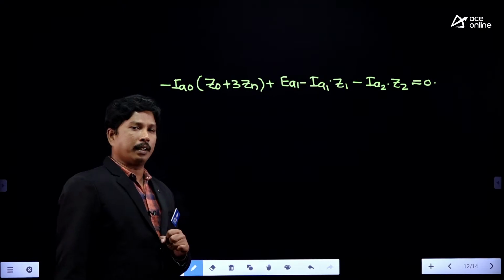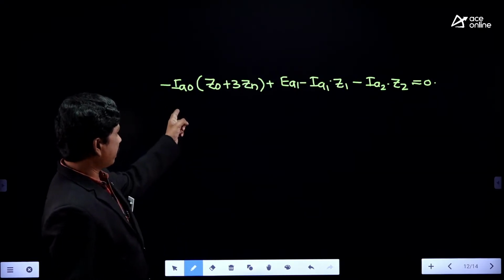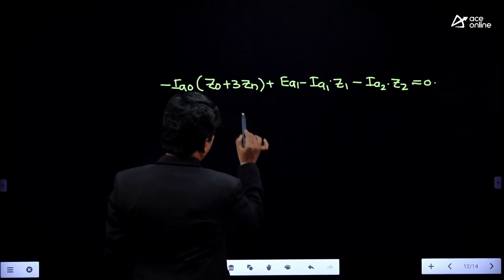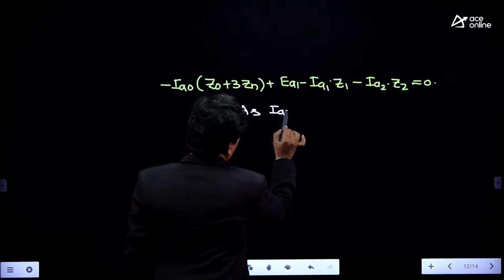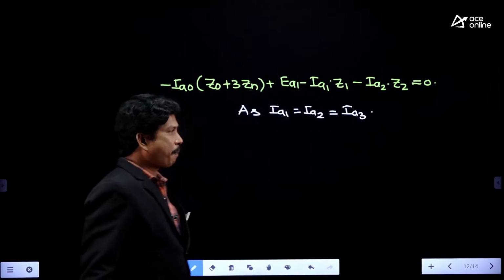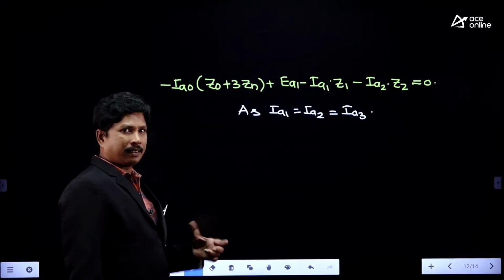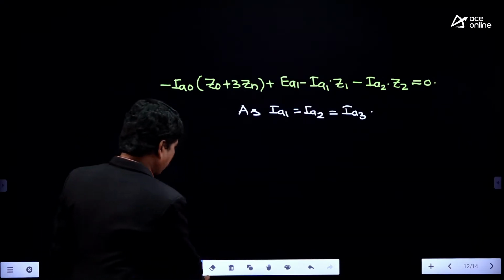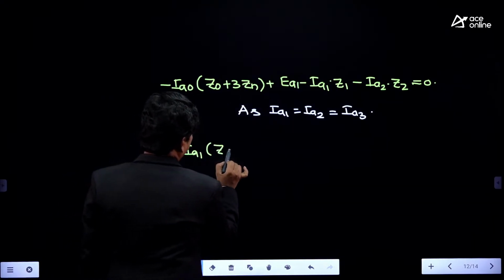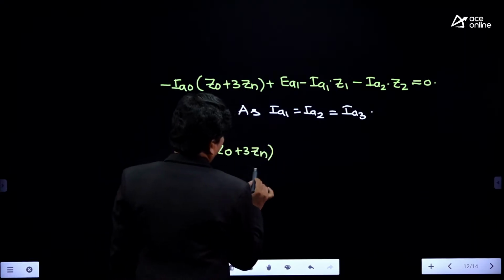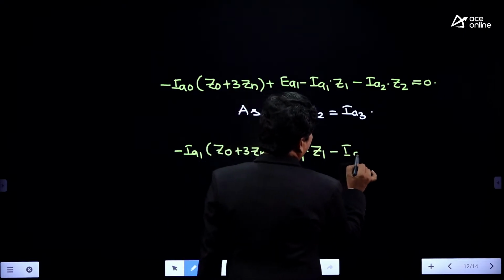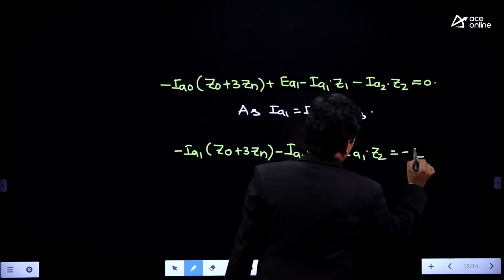For line to ground fault, we got the condition that the zero sequence current, positive sequence current and negative sequence current are equal: IA1 is equivalent to IA2 is equivalent to IA0. All three currents are equal for line to ground fault. Substitute all as IA1, because we need the IA1 value. So it will be minus IA1 into Z0 plus 3Zn, minus IA1 into Z1, minus IA1 into Z2 is equivalent to minus EA1.